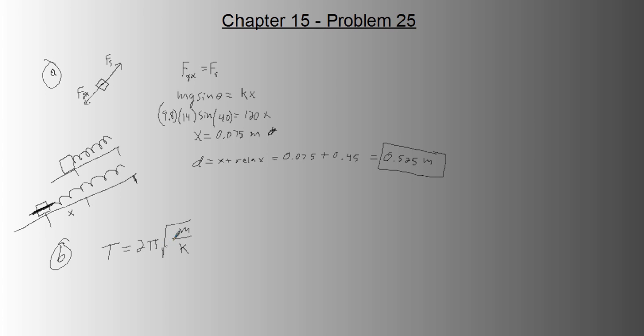Gravity just shifts the equilibrium, but this is the period about the new equilibrium, right? So the forces are balanced now. So yeah, that's really all it is. And we know all these things. 2 pi root 14.